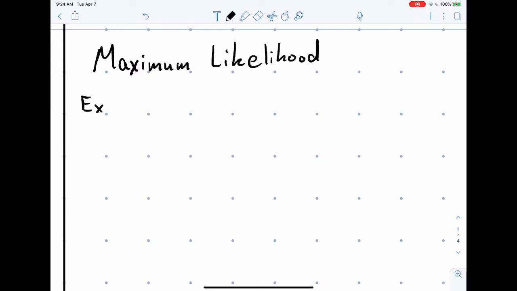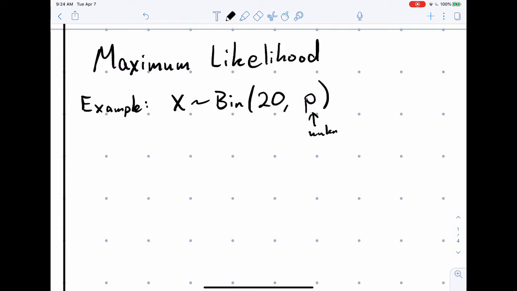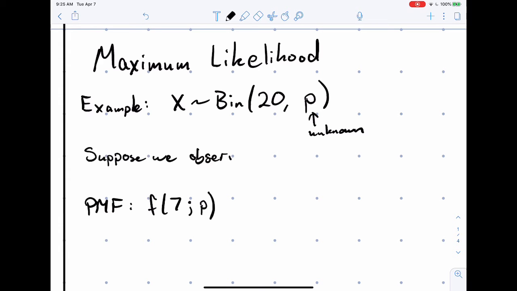So here's an example. Suppose that x is distributed as binomial 20 and p, where p is unknown. Suppose we observe x equals 7. So we perform the experiment and we get some result. That's x equals 7. Then we can write down the probability mass function as follows.